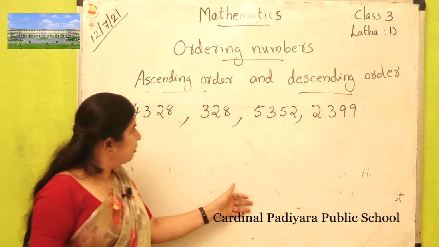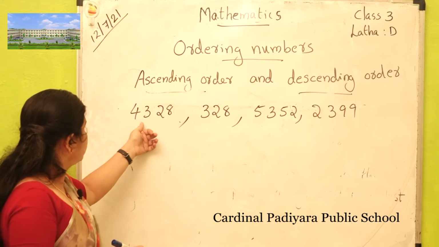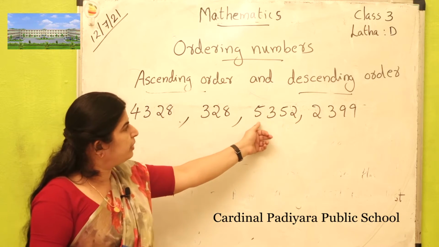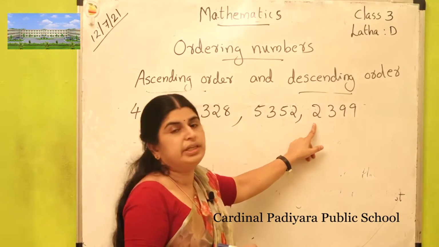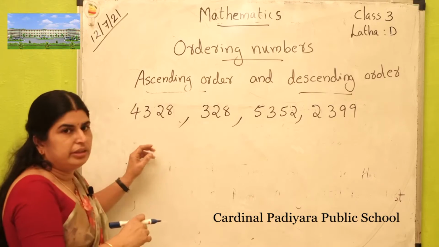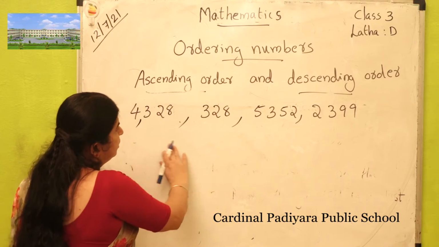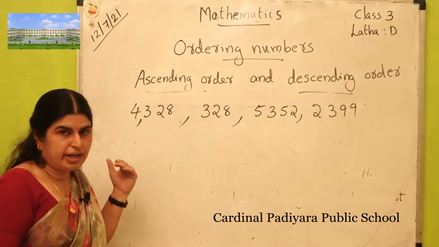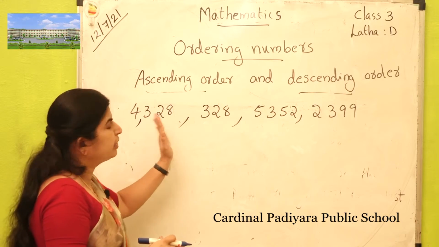Look here, we have 4 numbers: 4,328, 328, 5,352 and 2,399. Then first of all, we have to arrange the numbers in ascending order. Now tell me what to do.